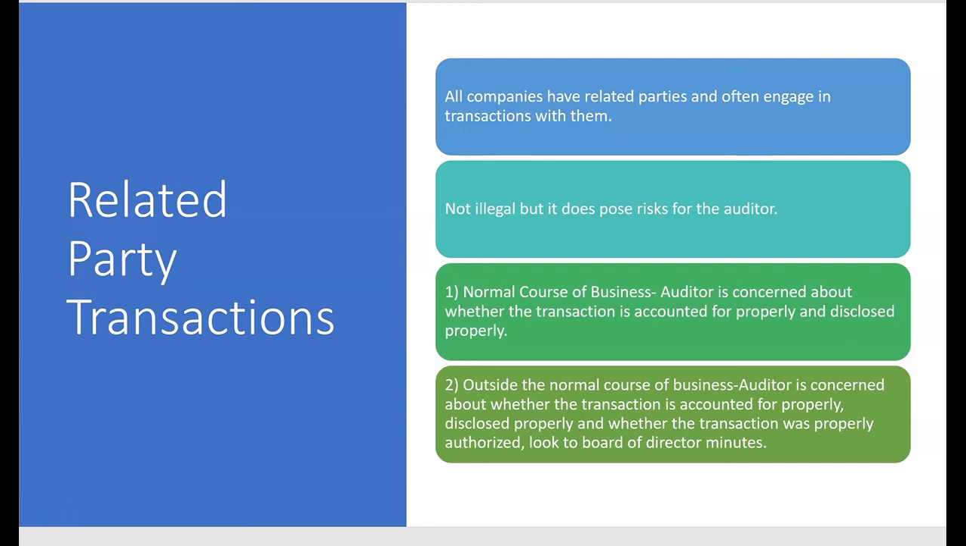And then you have your related party transactions that are outside the normal course of business. And here the auditor is concerned about whether the transaction is accounted for properly, disclosed properly, and whether the transaction was properly authorized. And they would look to the board. The auditor would look to the board of director minutes to see if it was authorized properly.